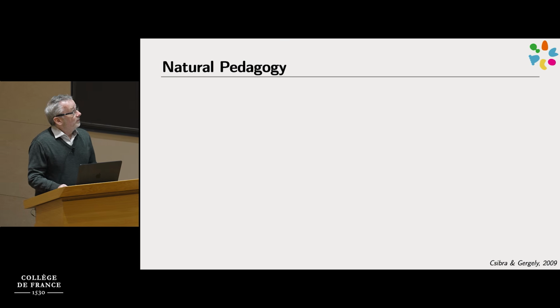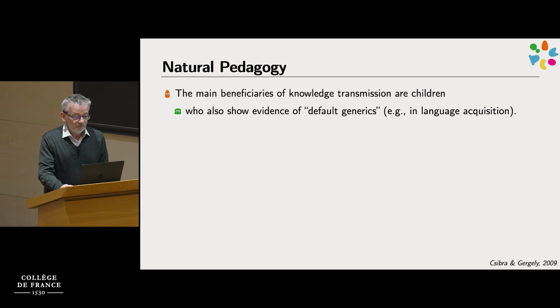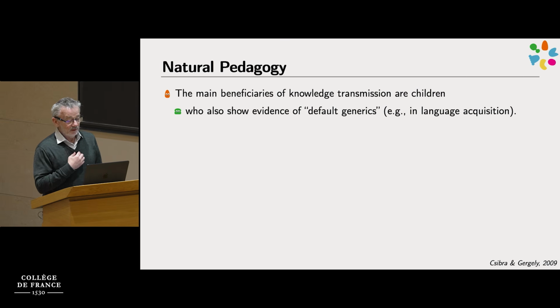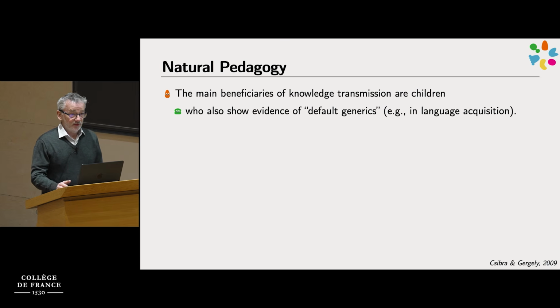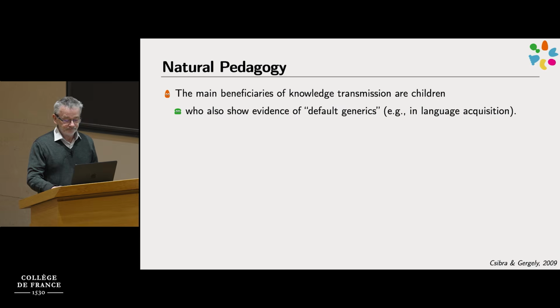Now, the main beneficiaries of knowledge transmission are children, because they are the most in need of acquiring the knowledge that accumulated in their society. And we also saw evidence of this kind of default generics. For example, in language acquisition. We know that children very early on understand generic expressions, understand them properly, much earlier than they understand quantifiers properly.